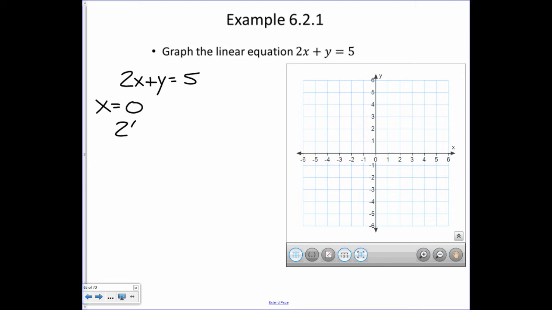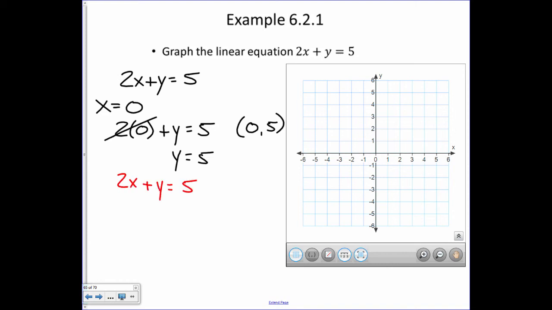Now if x is 0, we get 2 times 0 plus y is equal to 5. Well, 2 times 0 is 0. We get y equals 5. And so our first point is (0, 5). Remember, it's always x comma y. Now we need a second point.